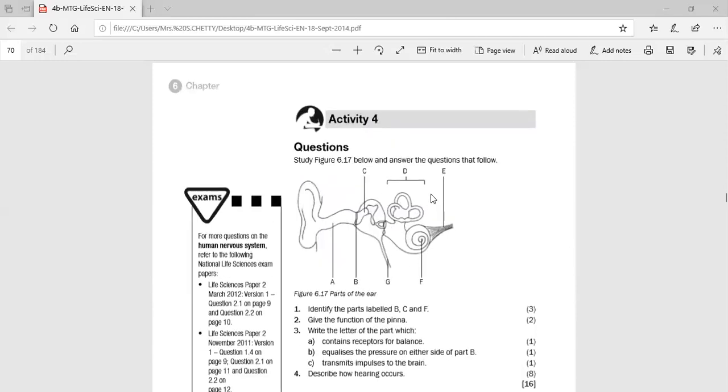We look at this one here, okay? This is giving you the diagram of the ear. Let's try and label it. I'll give you about 30 seconds for you to label it on your own, labelling from A to F. Try that.